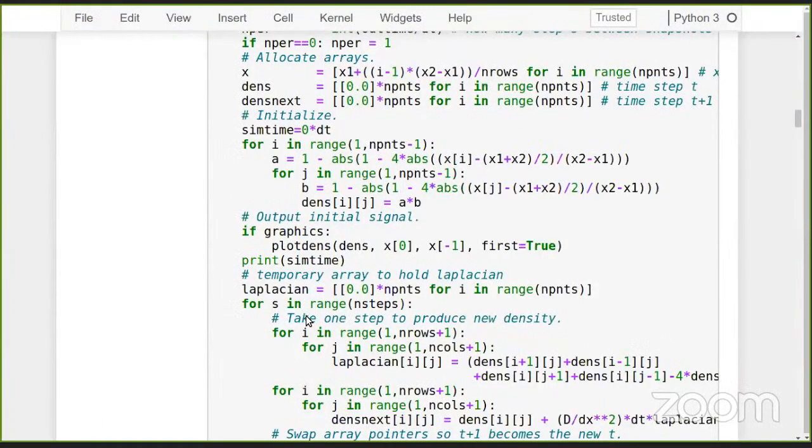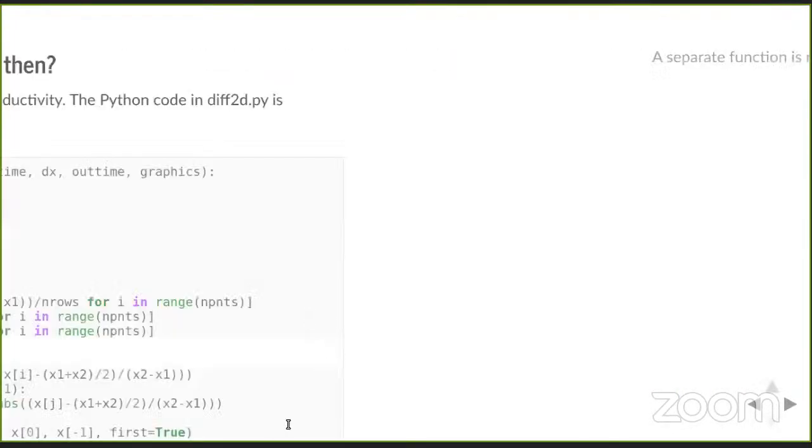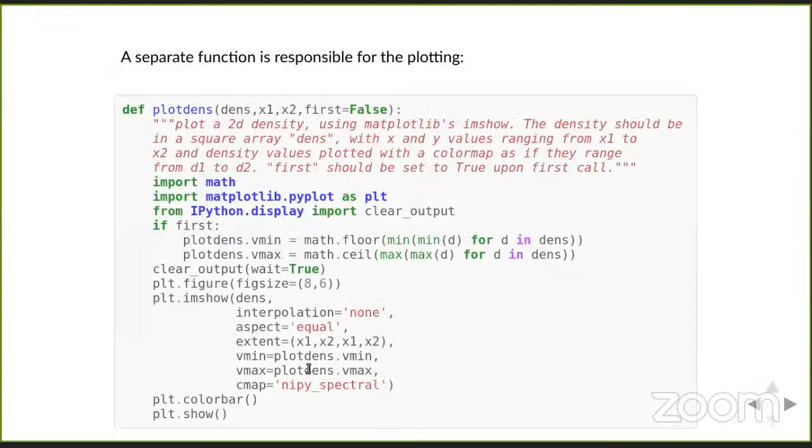The plotting is in a separate function. So if you look carefully, you see the plotting is called here if graphics is switched on. This plot function is separate, and it's different in the notebook than it would be in a standalone situation, just because the interface is different and the way to get images to show is slightly different. But it's still not that big.